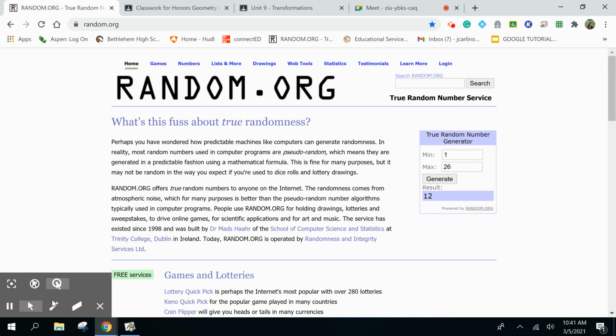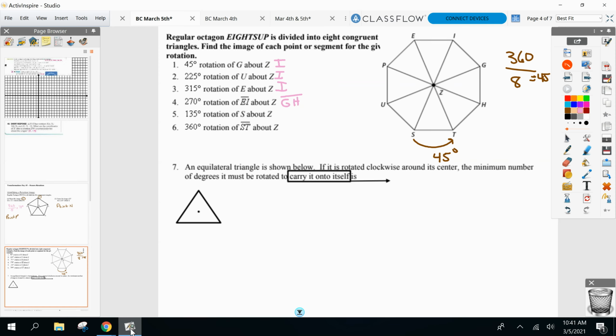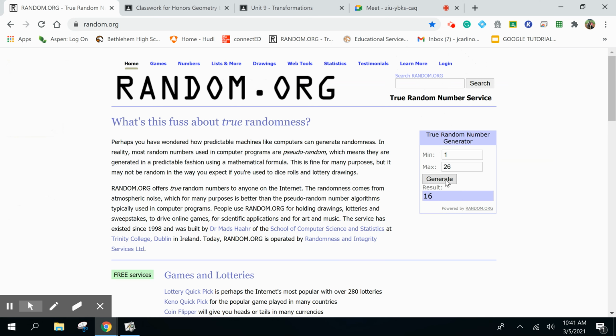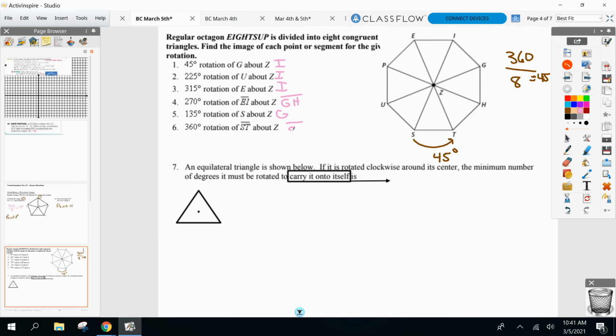All right, next up. Now I'm going to rotate S 135 degrees. Vinny, what do you have? G. Yep, point G. And then, I saved the tough one for last, didn't I, kids? Rotate ST 360 degrees. Kyla, what do you got? ST. Yeah, it goes all the way back to itself. Yep, ST. Good job. Questions or comments there? Rotating something other than 90, 180, and 270.